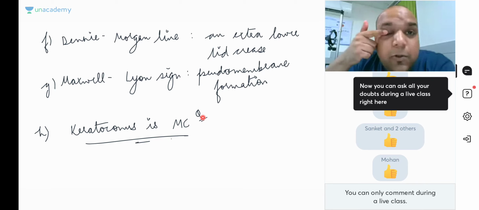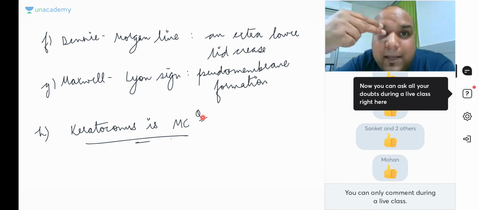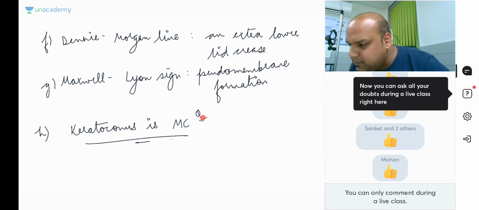No? It doesn't go up and down. You rub like this. You do the rubbing like this. When you keep on rubbing like this, you are providing horizontal pressure from both the sides. So you are making your cornea cone shaped. Okay, everybody? So keratoconus is more common in this.